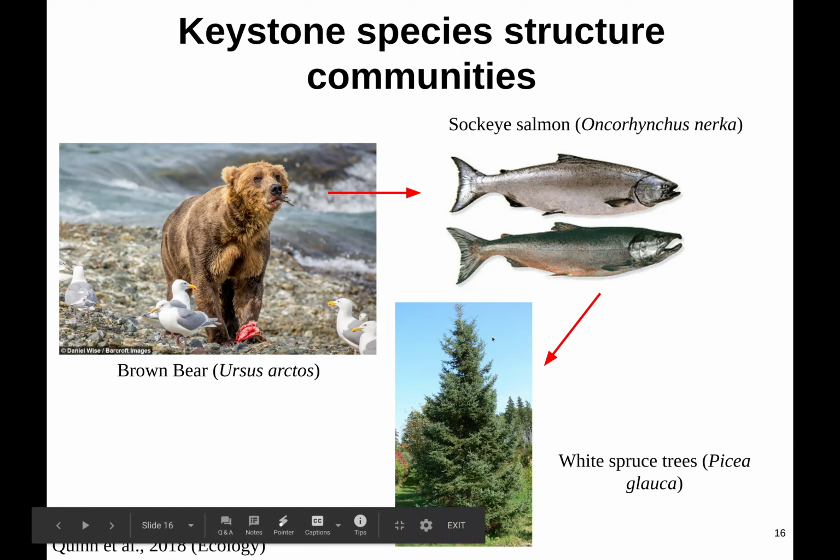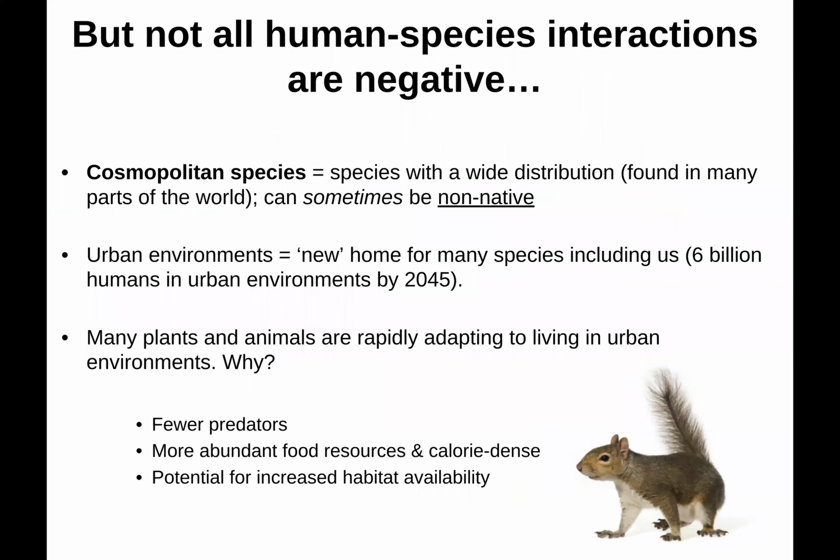But not all species interactions are negative. Humans naturally invite groups of species that like to be around us, that like to live in our destructive environments. So we have a definition here. We have what we call a cosmopolitan species. This is a species with a very wide distribution, and it's found in many parts of the world. The best example of this is things that come with us, mice and rats. Those are cosmopolitan species. You find them everywhere. You find them even in Antarctica, like in the military bases and scientific outposts down there. You still find them there.